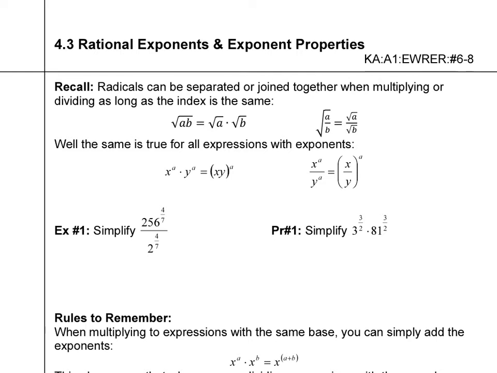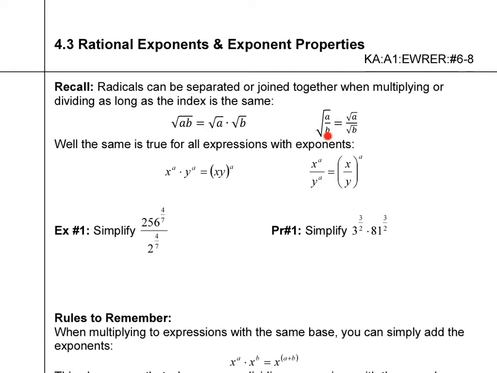All right, 4.3, rational exponents and exponent properties. A couple things to remember. Remember, you can separate radicals. So if you have two radicals or two numbers being multiplied together inside a radical, you can separate them. And you could also combine them. If they're separate, you could combine them into one radical. So to go back and forth with that is really useful.